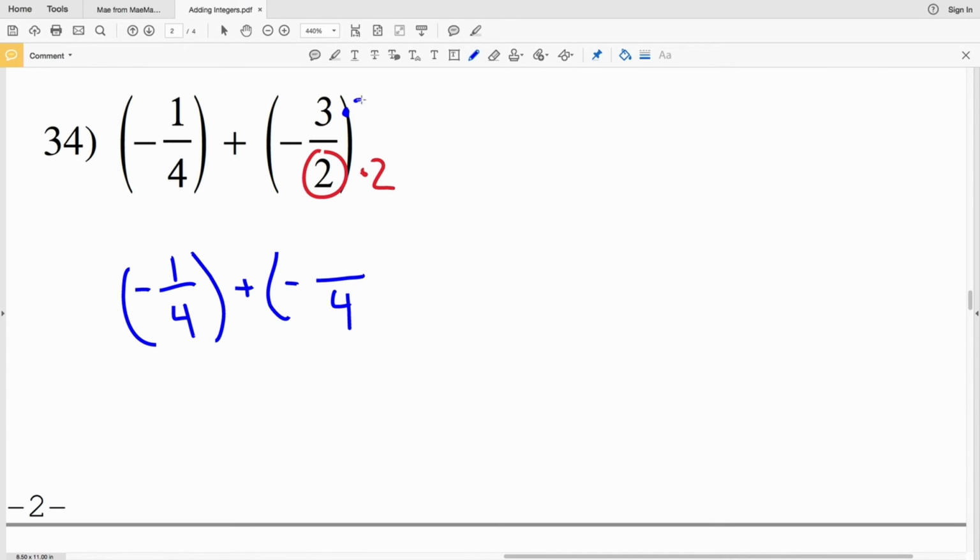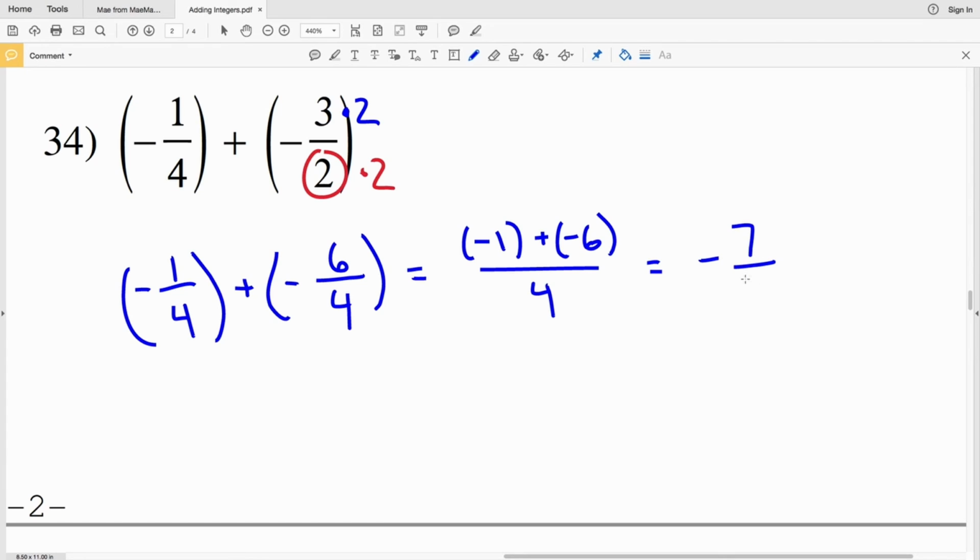So we have to multiply 3 by 2. 3 times 2 is going to give us 6. So we have negative 1 plus negative 6 all over 4. Negative 1 plus a negative 6, that's going to be a negative 7/4. So the answer to the last problem on this worksheet is negative 7/4.